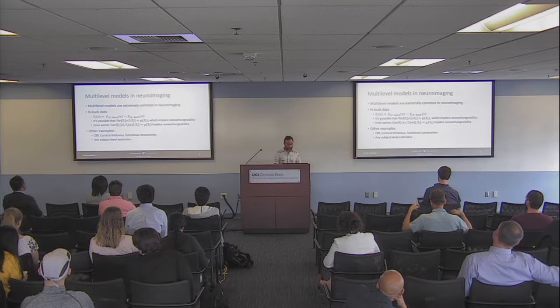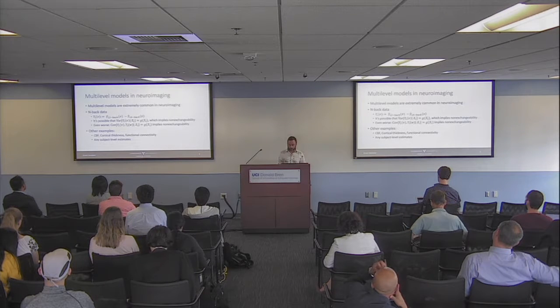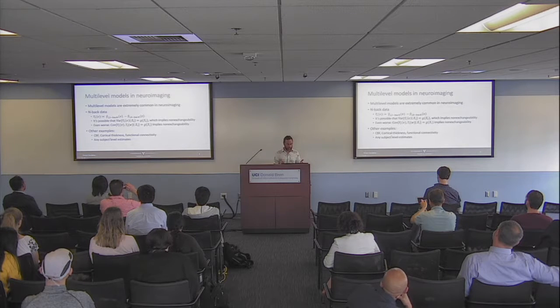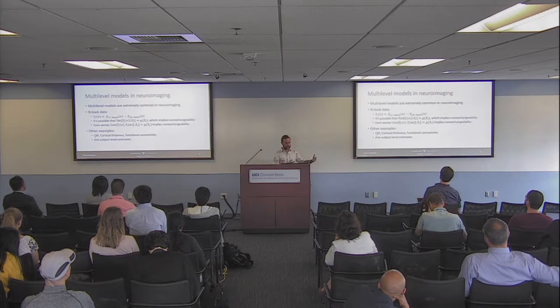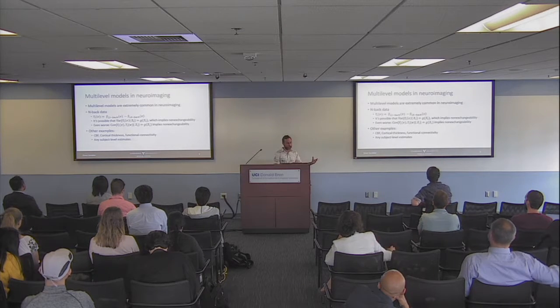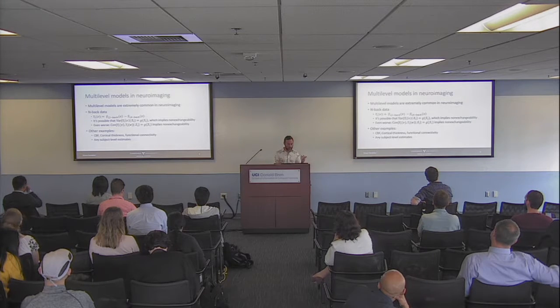Other examples of multi-level imaging data, all of these types can be analyzed with the methods I'm talking about today, are cerebral blood flow, cortical thickness, and functional connectivity. For all of these, you're applying some complex estimation procedure to estimate what these measures are from the raw MRI data.